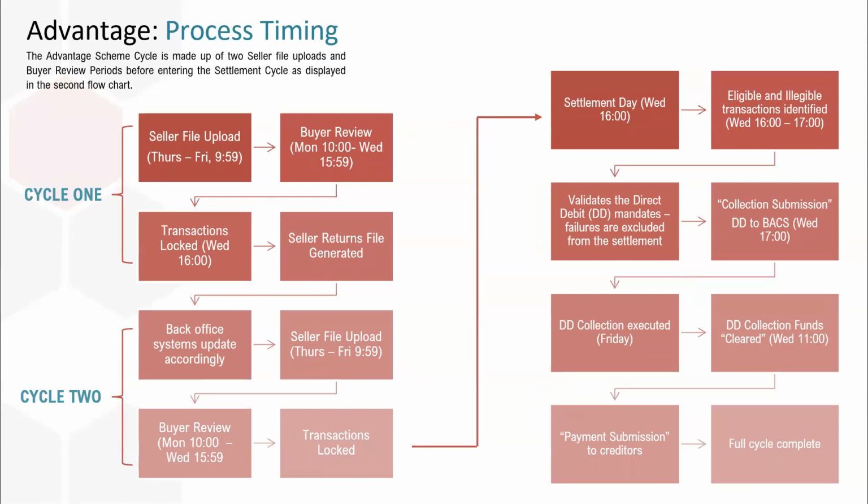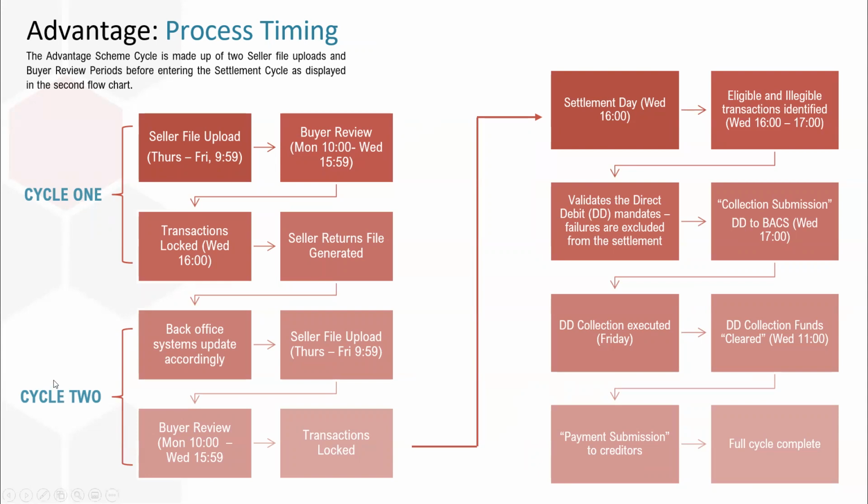So moving on to the process timing. I just wanted to go over this with you briefly. I know a lot of you will be aware of how this works, but I just wanted to clarify it. So the advantage cycle is made up of 2 seller file uploads and buyer review periods before entering the settlement cycle. So essentially, sellers have the opportunity to submit to buyers twice before the settlement actually starts.